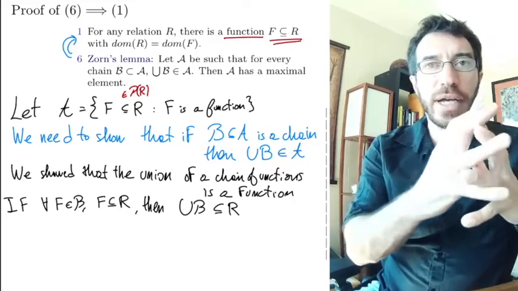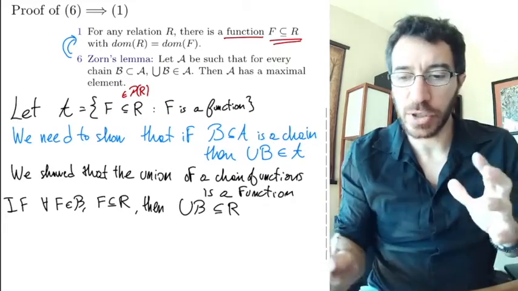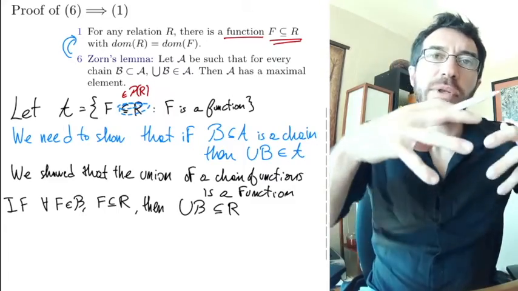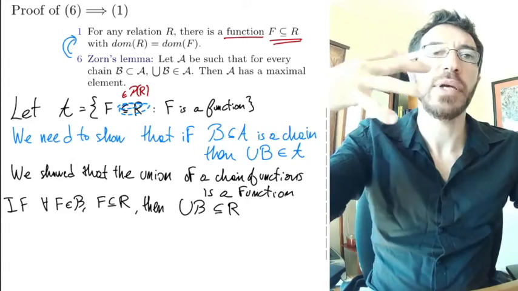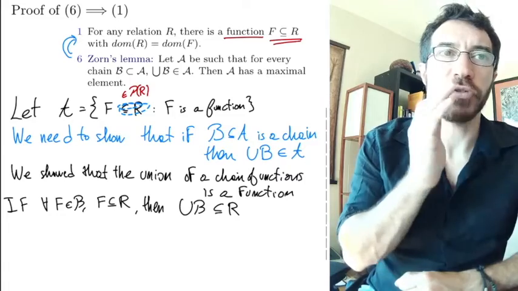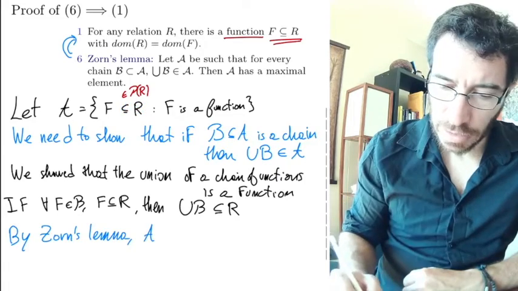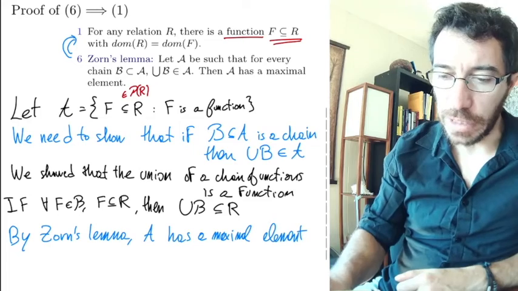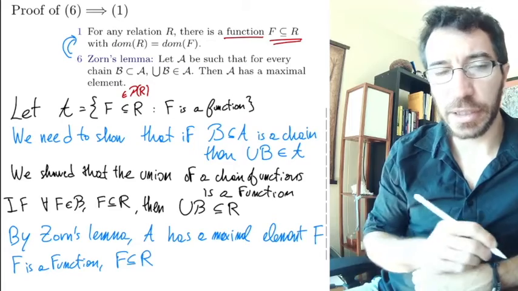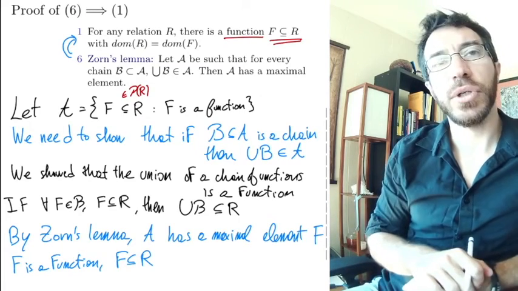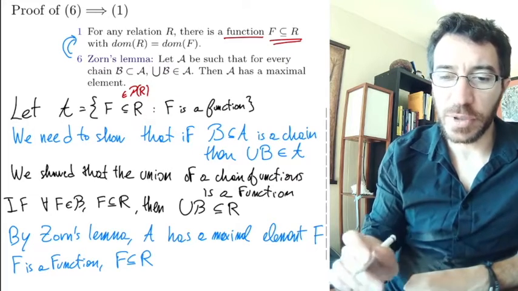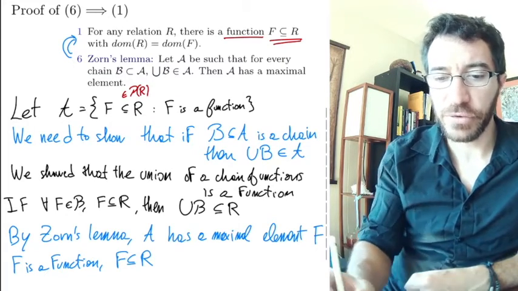So the union is also an element of A. If you have an increasing collection of functions, increasing because it's a chain, which are all included in R, the limit, the supremum, the union, is going to be a function which is also included in R. So we satisfy the hypothesis of Zorn's lemma, so we can apply it. A has a maximal element, which we can call F. So F is a function and F is a subset of R, just because it belongs to the collection calligraphic A.